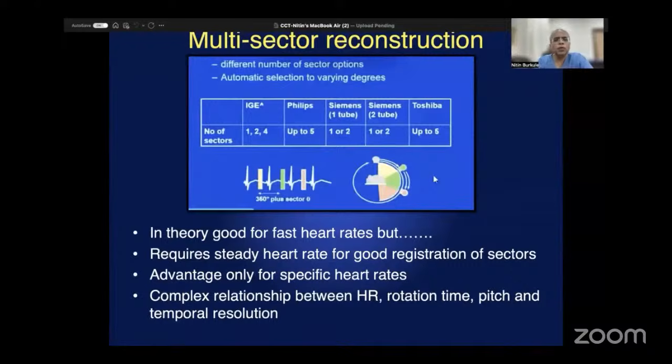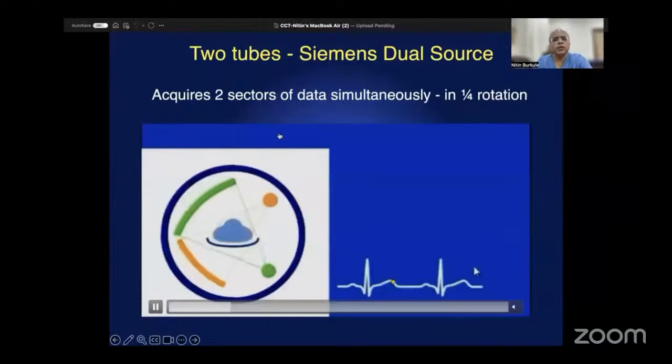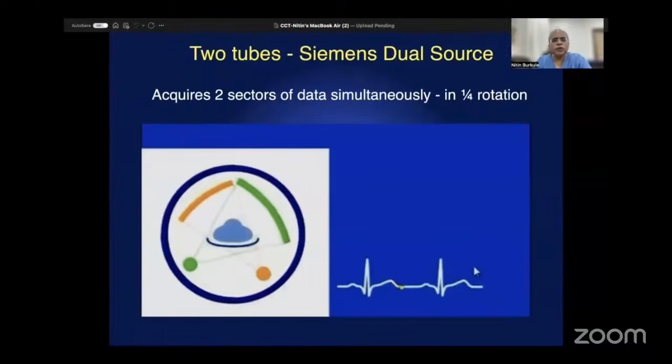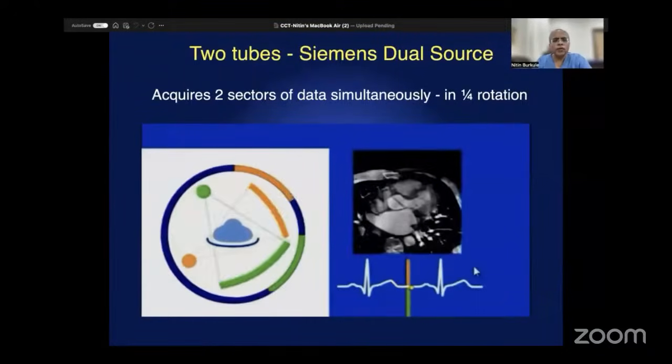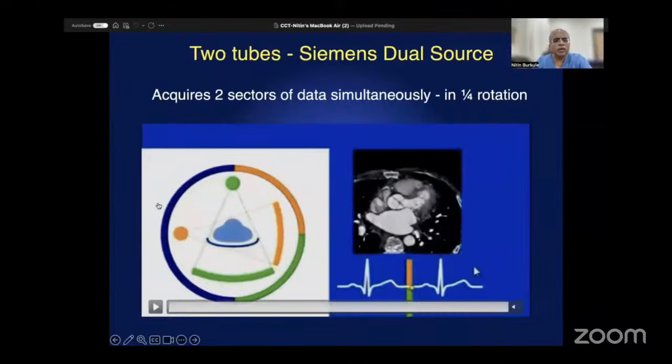So that was one way of improving the temporal resolution, by reducing the time window for catching the coronaries exactly at the same phase. The next way is to use two tubes, the Siemens dual source scanner. So here what do you have? Here you have one tube and on the opposite side you have the detector array, and then you have a second tube and the second set of arrays. Both are at 90 degrees to each other.